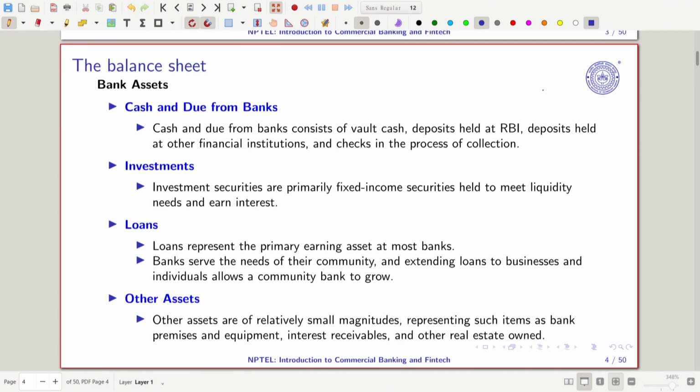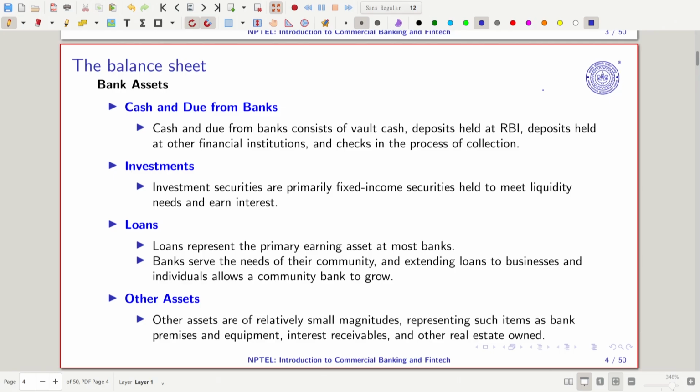Now let's go one by one. What do we have in the case of a bank asset? One is cash and due from banks. Interbank borrowing and lending happen, and in that they often transfer cash and dues. Suppose SBI is giving money to PNB, Punjab National Bank. Whatever is the outstanding amount becomes the asset, because on that they may be earning some rate of interest.